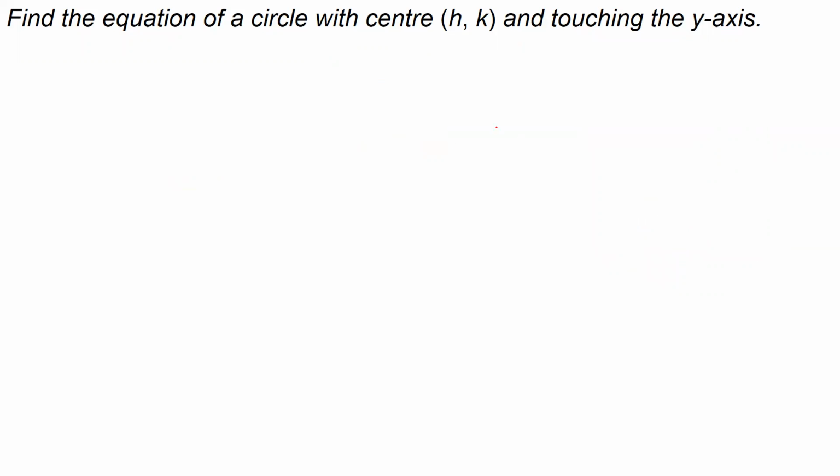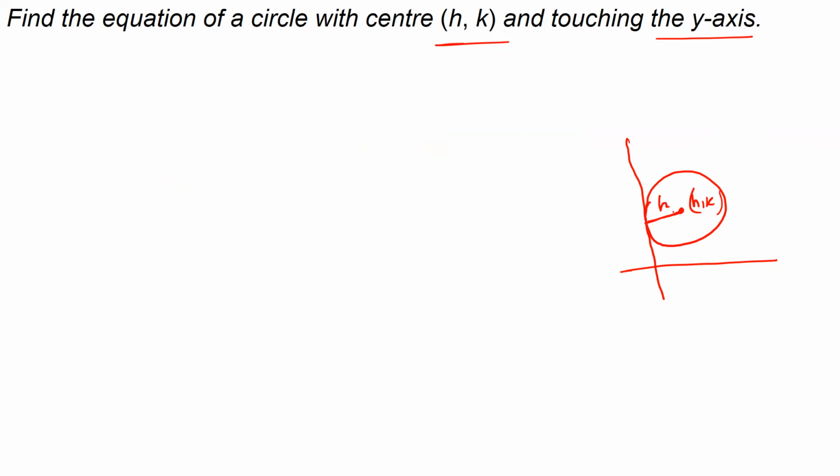Next question, find the equation of a circle with center h comma k and touching the y-axis. So let's again draw the stuff, and this time the circle touches the y-axis and this is the center. Suppose this is h comma k, and if you join this, then what is this? This is a radius and this is equal to actually h units. Why? Because to reach this point you travel h units in the x-axis and k units in the y-axis. So this is also h and this is also h. So this radius is actually h units.